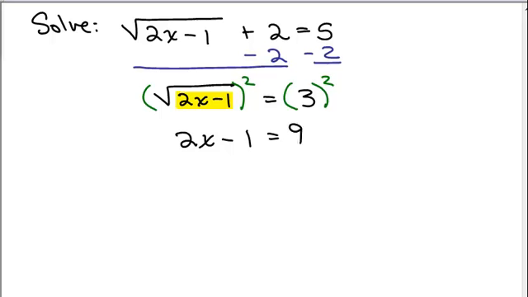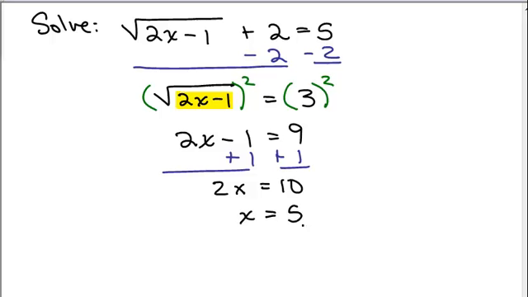Now we have a linear equation. This should be simple to solve. Just add 1 to both sides. And that gives us 2x equals 10, and then hopefully you can get it from there. Divide both sides by 2, x is 5.